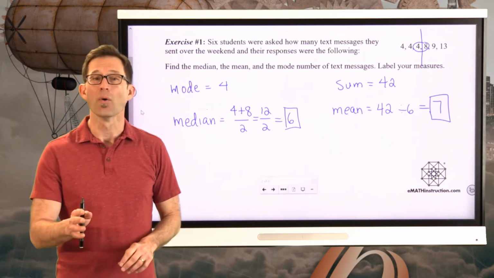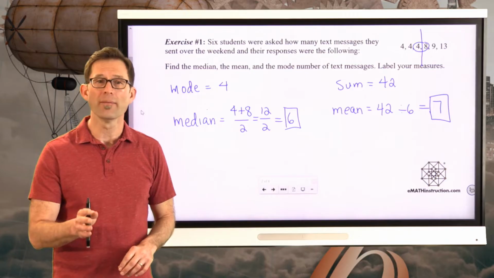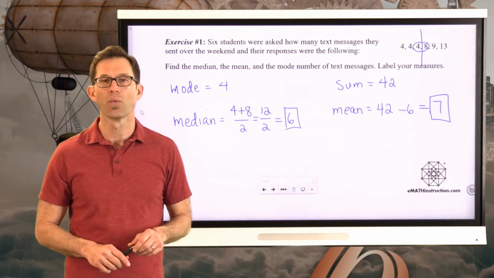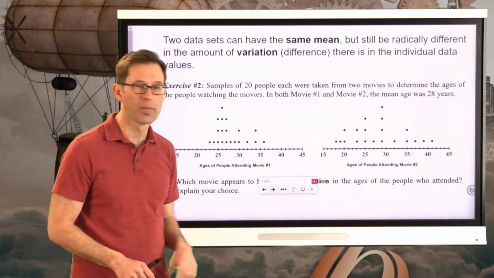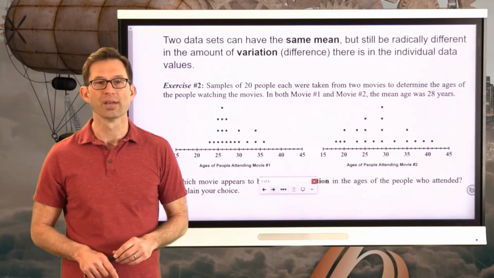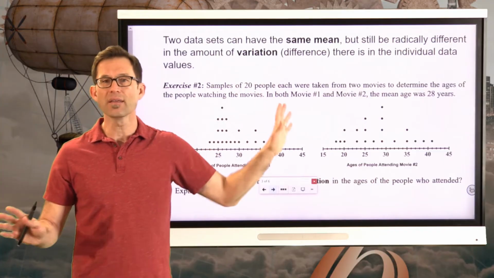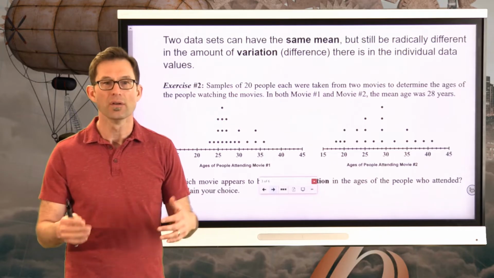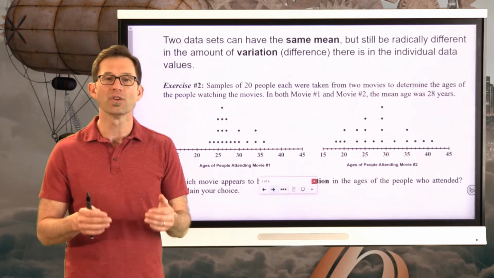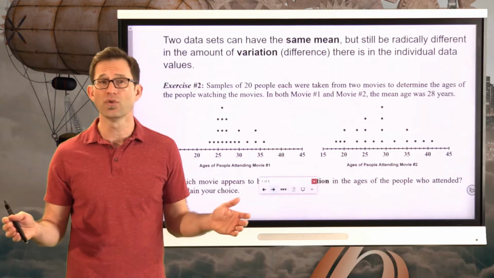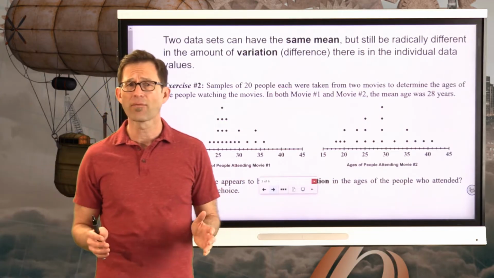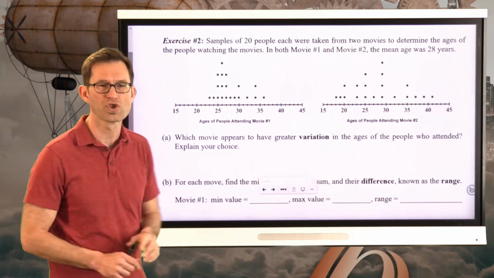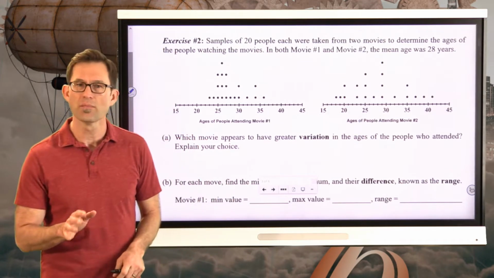Okay? So that's all good and well, but the middle number, the measure of the center, isn't always what it's cracked up to be. And let's talk about that in the next exercise. Two data sets can have exactly the same mean, but still be radically different in how much variation, difference, there is in individual data values. So we can definitely have two data sets that have exactly the same average, and yet the answer to the statistical question for the two data sets should be kind of different.